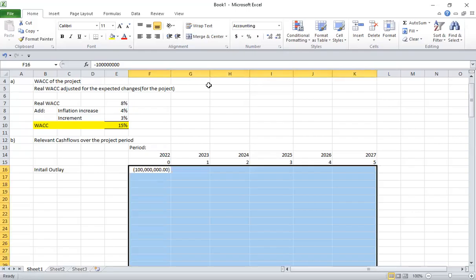Let's look at the same note number 1, because I think we have some part of it which we are yet to look at. We are told the machine would be bought at a cost of 100 million shillings at the end of the year 2022, after which the machine will then be sold at the end of the project, which is the 5th year.